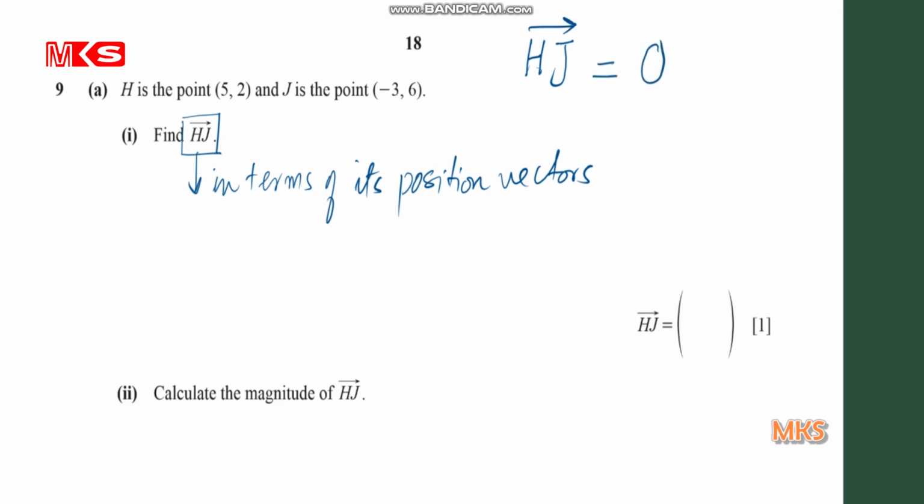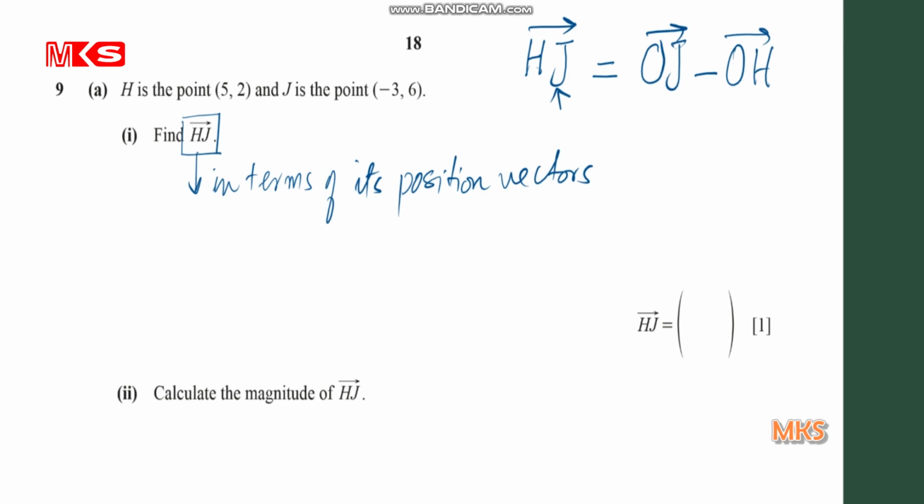we use origin O of the last one, J, OJ minus OH. This is the rule. You have to express a vector in terms of its position vectors. What is the position vector? A position vector is always of a point. What is the position vector of a point? We join the point to the origin. Starting from the origin to that point, that vector is the position vector.